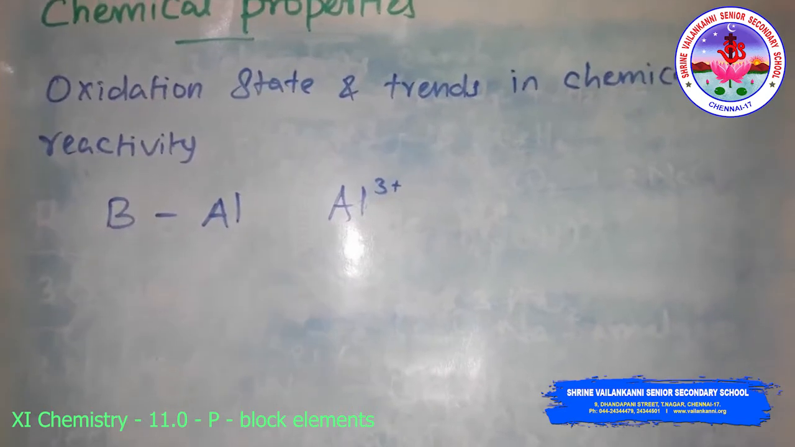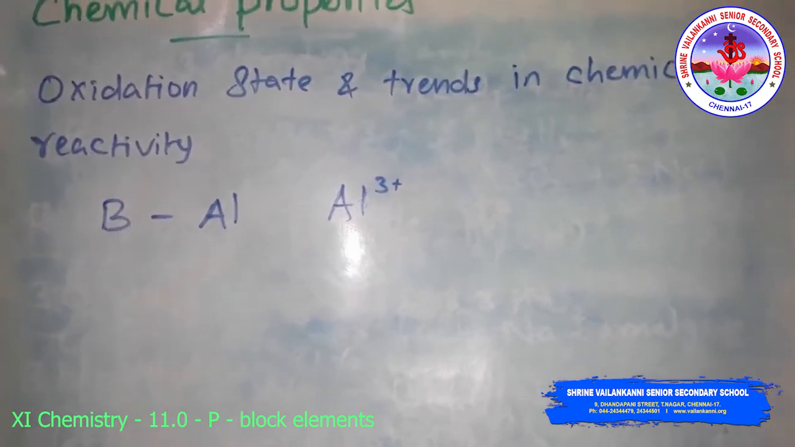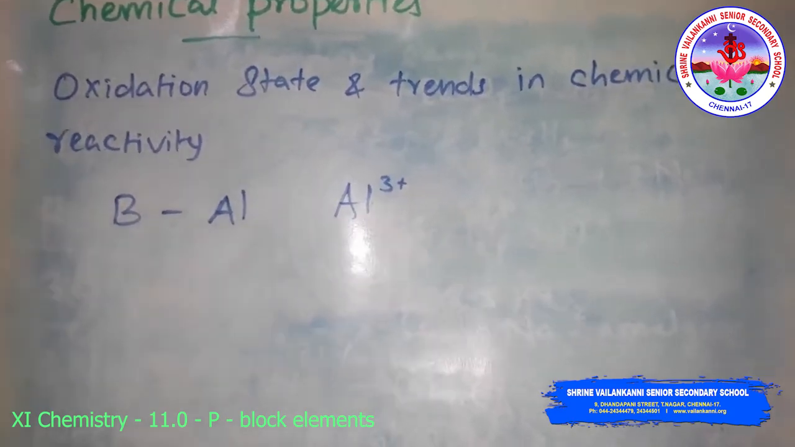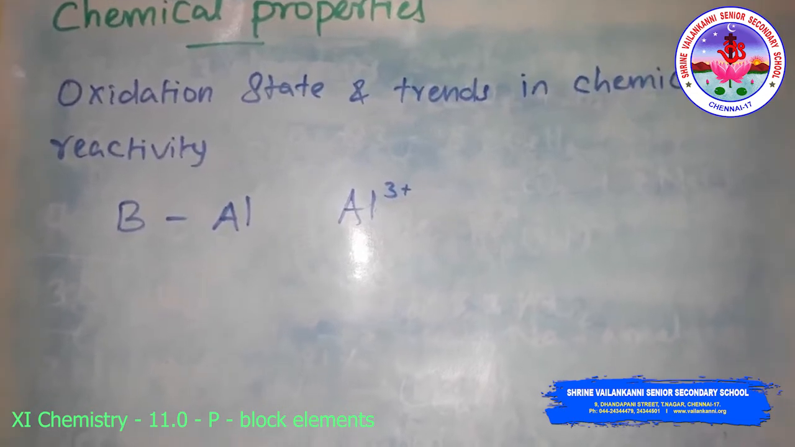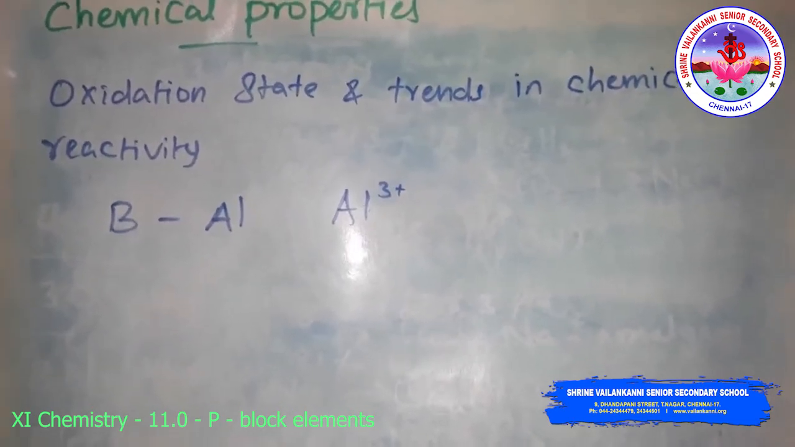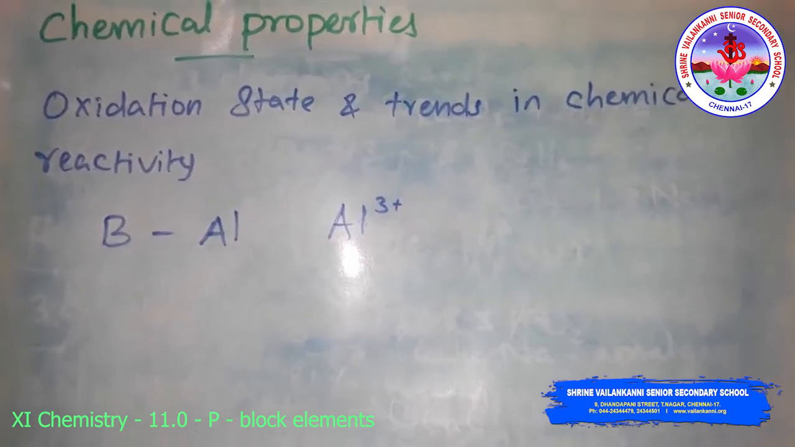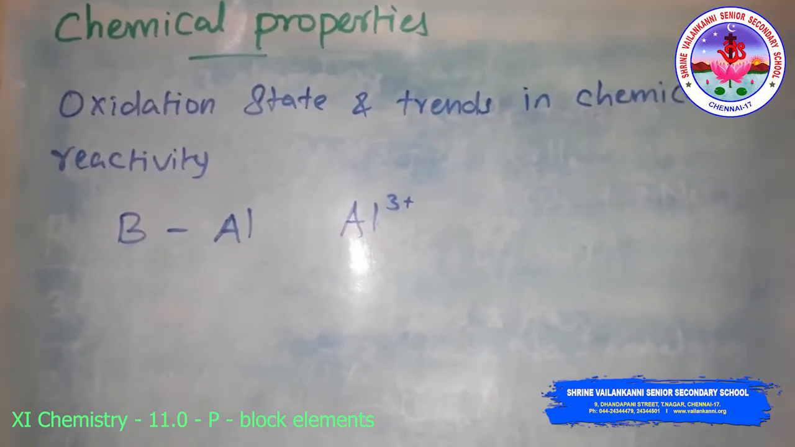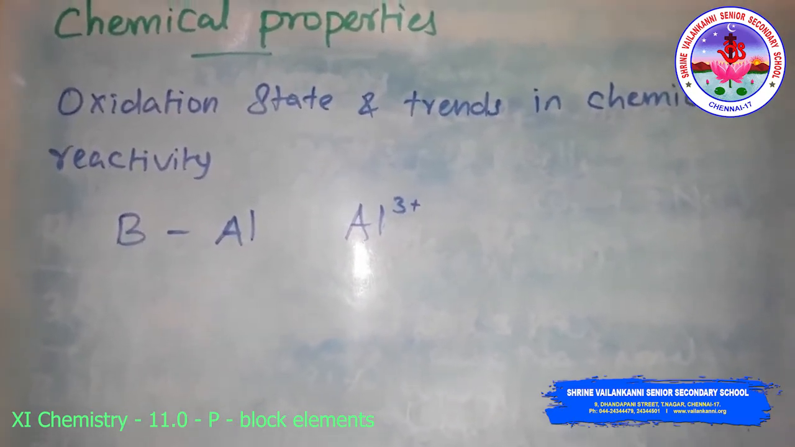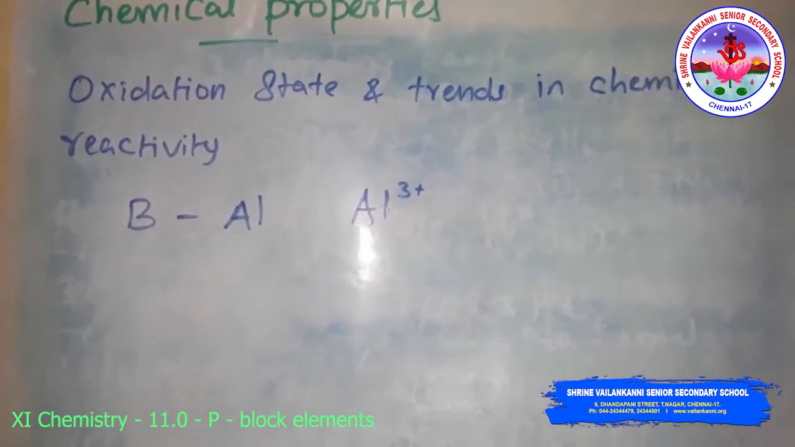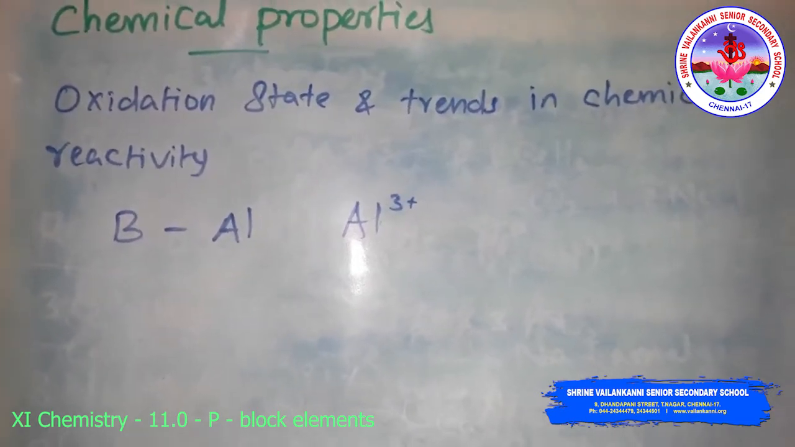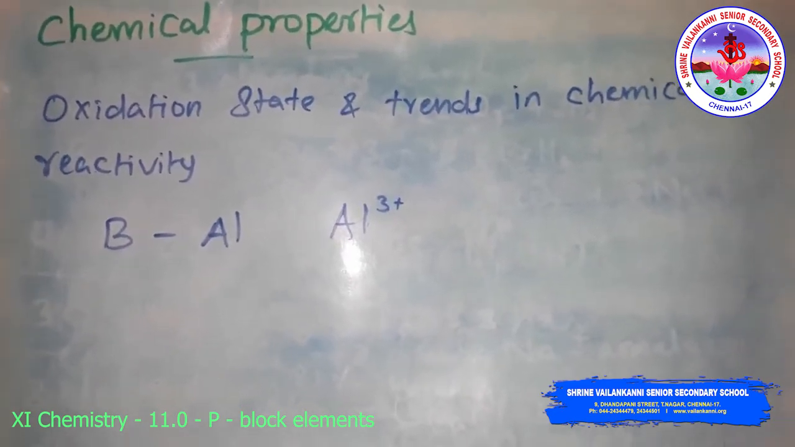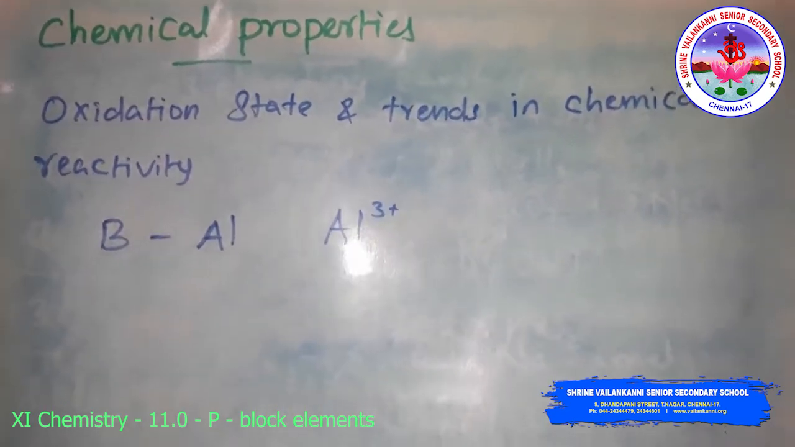However, down the group, due to the poor screening effect of the intervening d and f orbitals, the increased effective nuclear charge holds the ns electrons tightly, thereby restricting their participation in bonding. As a result, only the p orbital electron may be involved in bonding. So in gallium, indium, and thallium, both +1 and +3 oxidation states are observed. The relative stability of the +1 oxidation state is predominant, whereas the +3 oxidation state has a high oxidizing character.